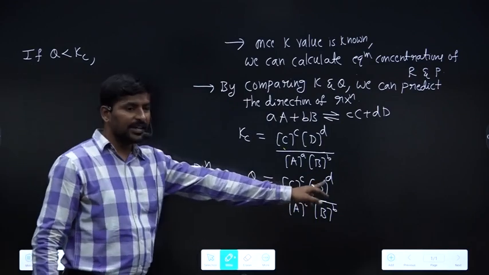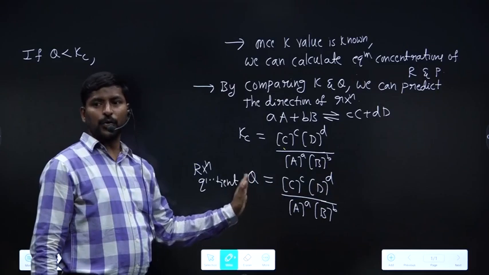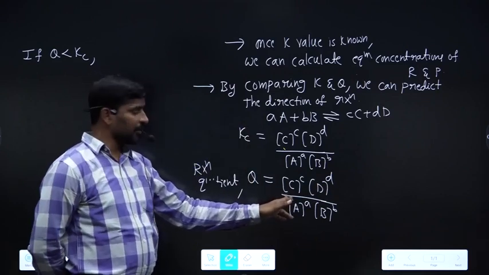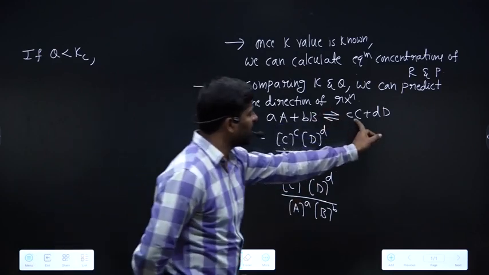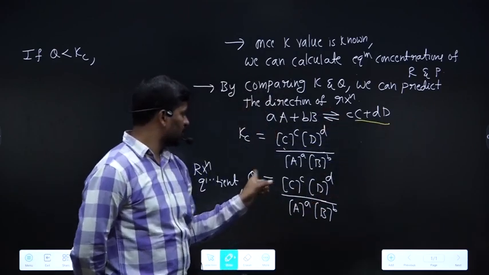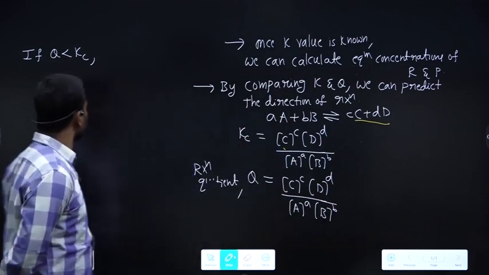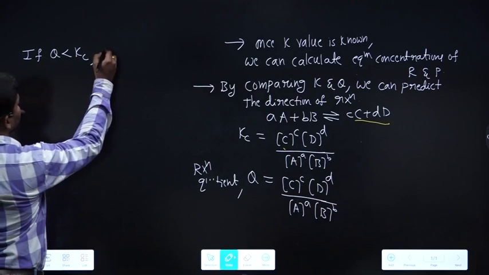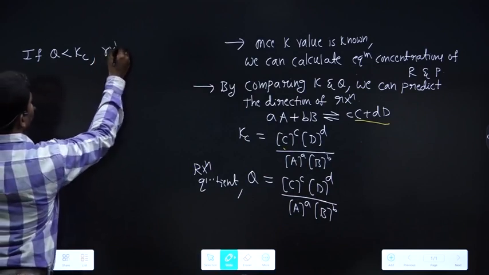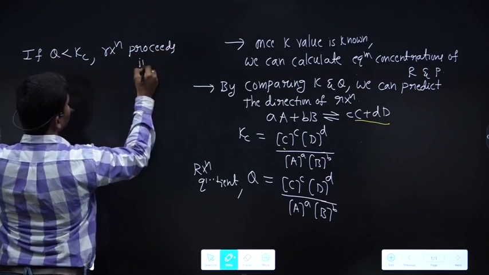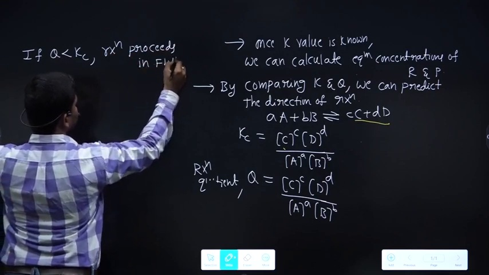Then the C, D concentrations increase, the Q value increases and approaches the K value. If it proceeds in the forward direction, what happens? The C, D concentrations increase, so the Q value increases and reaches the K value. Okay. If Q is less than Kc, the reaction proceeds in the forward direction.